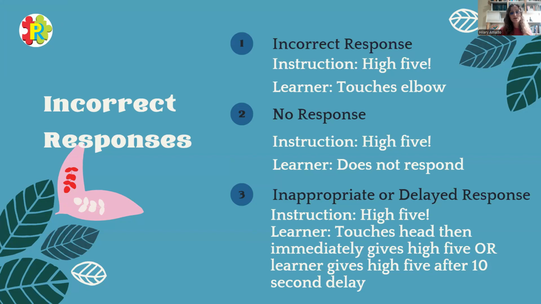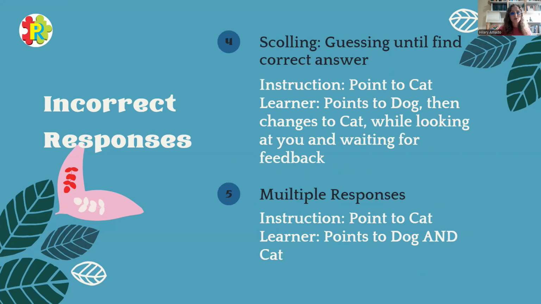An inappropriate or delayed response is also incorrect. You say high five, and the learner touches his head, then immediately gives a high five, or the learner gives a high five after a 10-second delay. Other incorrect responses would include scrolling, which means guessing until they find the correct answer. You say point to cat, they point to dog, cow, etc. Finally, they change to cat while looking at you and waiting for that feedback. That would be a scrolled and incorrect response.